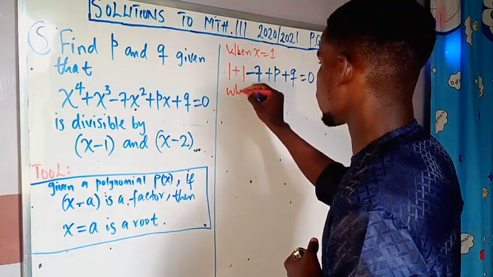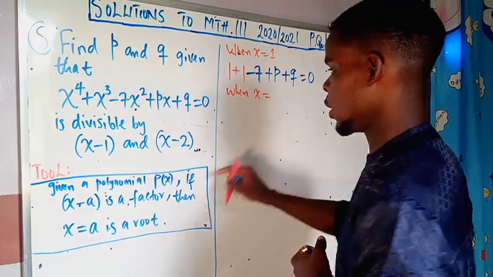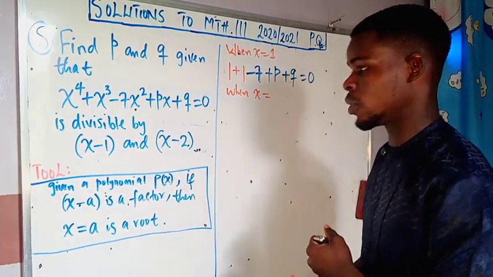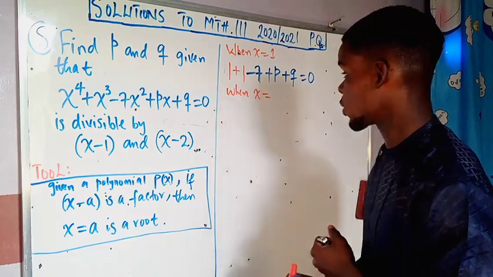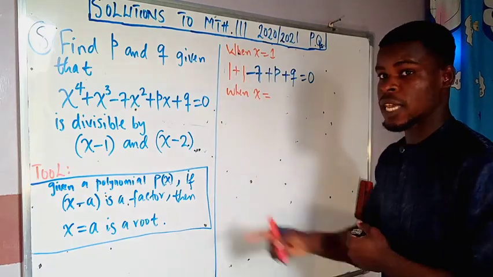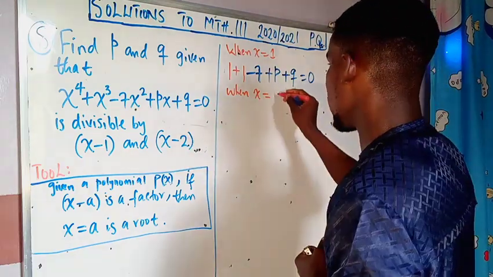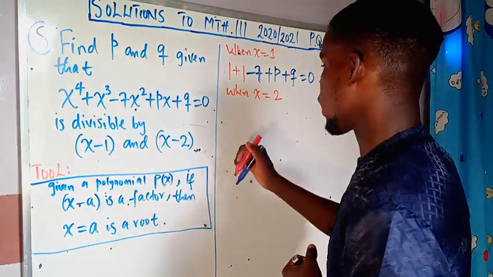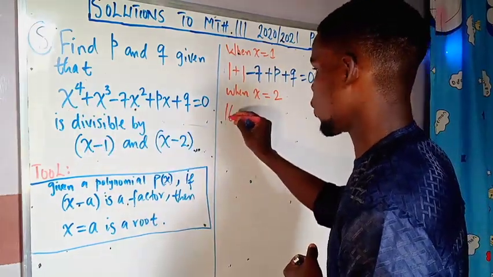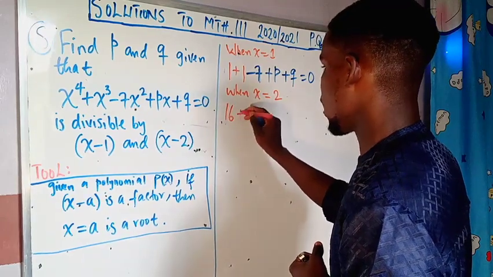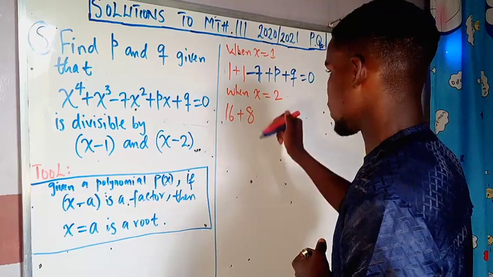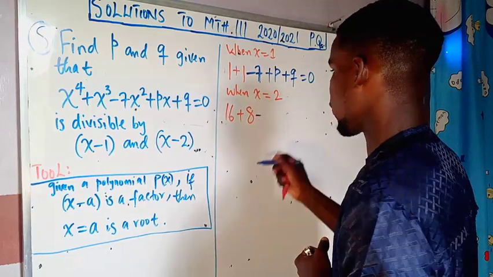Now when x is 2, from x minus 2, if x minus 2 can divide this polynomial, that means x equals 2 is a solution. That is to say, x equals 2 will satisfy. So when x is 2, let's substitute 2 in place of x. We're going to have 2 raised to power 4, that is going to be 16. We add it with 2 raised to power 3, which is going to be 8. And then we're going to subtract 7 times 2, that will be 14.